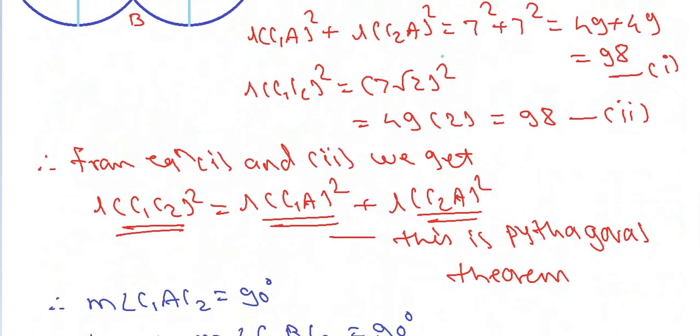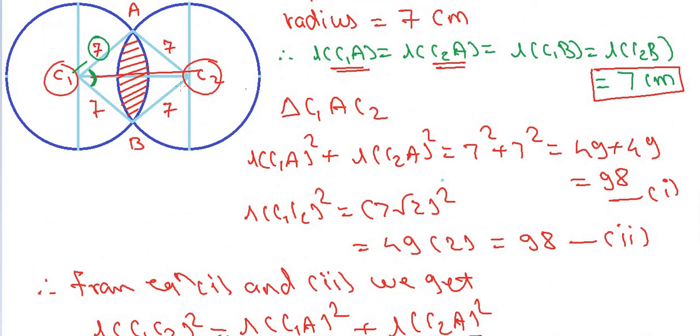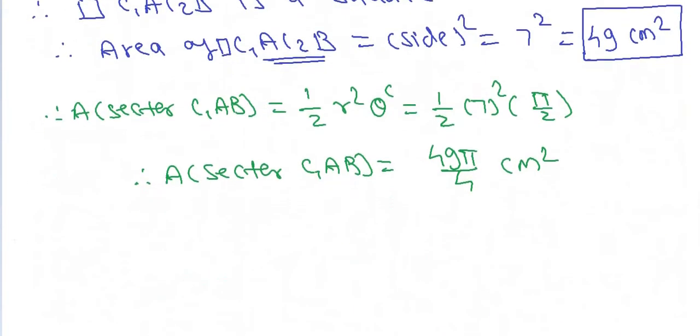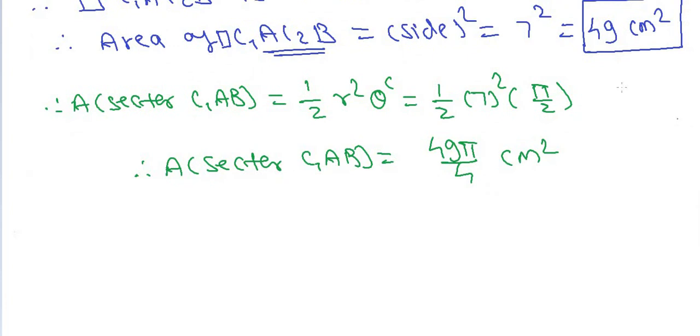Now once again have a look at the diagram. By symmetry we can say that the area of C2AB, I am locating it in green color, is also equal to 49 pi by 4 centimeter square. I will write it here then.